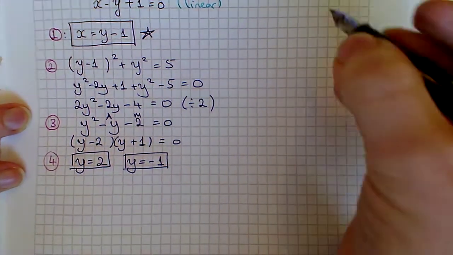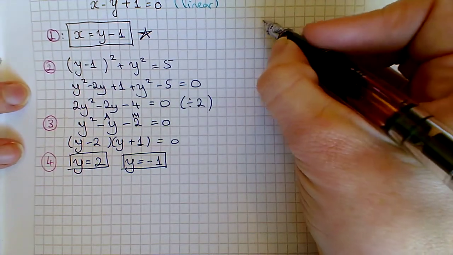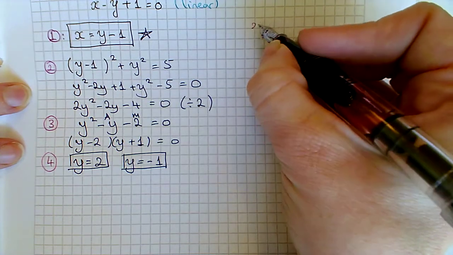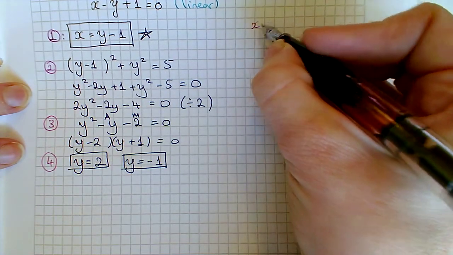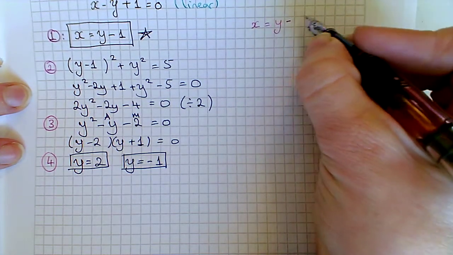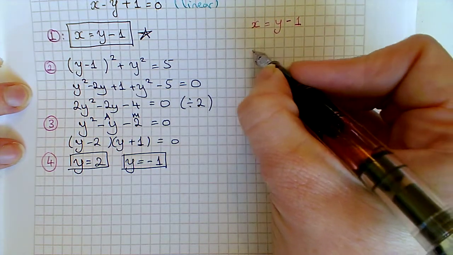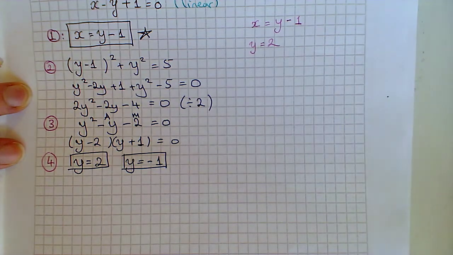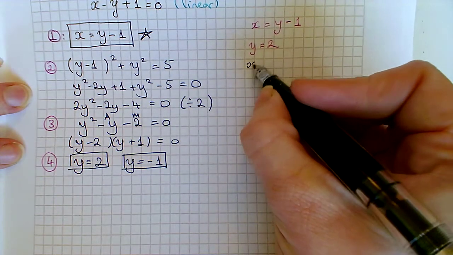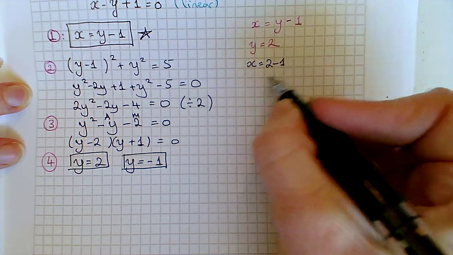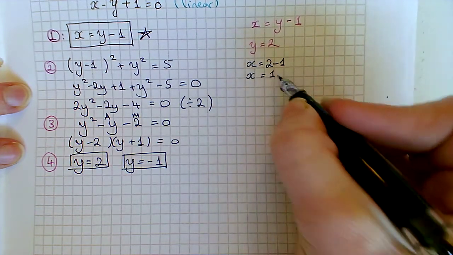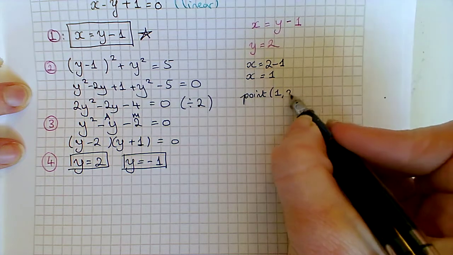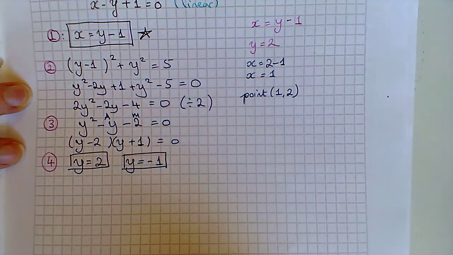So the next step then is to replace the y value here in the star equation for each of these values. So remind ourselves x is equal to y minus 1, which means that when y is equal to 2, x will be 2 minus 1. So x will be 1, and we'll have the point 1, 2, one of the points of intersection.